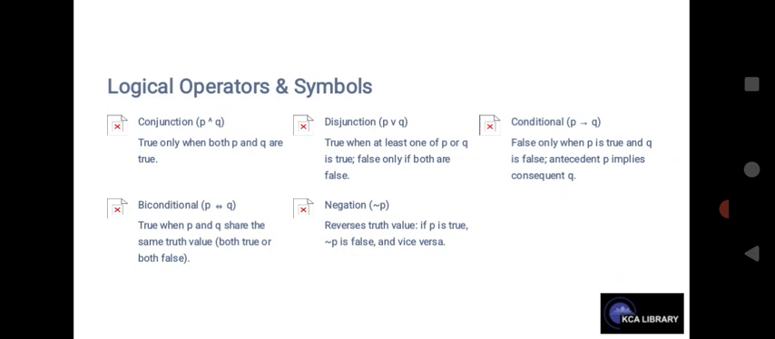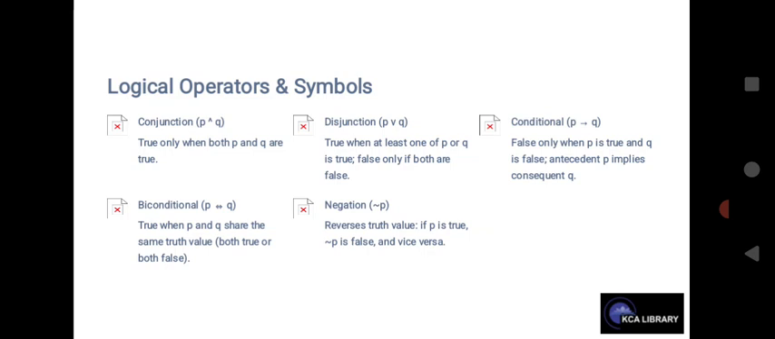Let's look at biconditional statements. A biconditional statement is true when P and Q share the same truth value. If P and Q are both true or they are both false, we say that it is true. So that is how it is in a biconditional statement.